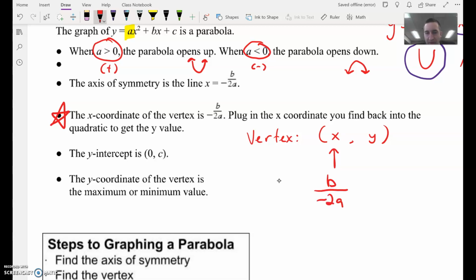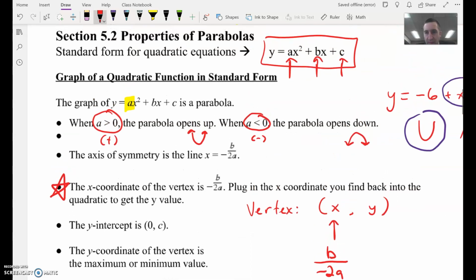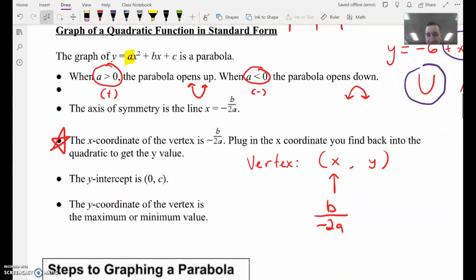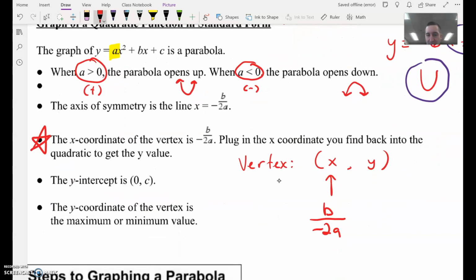You might be saying, what the heck is b? What the heck is a? Remember, a is the number in front of the squared term, the coefficient in front of the squared term. The b is the number in front of the x, or the coefficient in front of the x. And then the c is just the constant term. So to find a vertex, all we do is we say, okay, whatever the b value is, divided by -2 times a. That is how you find the x-coordinate of the vertex.